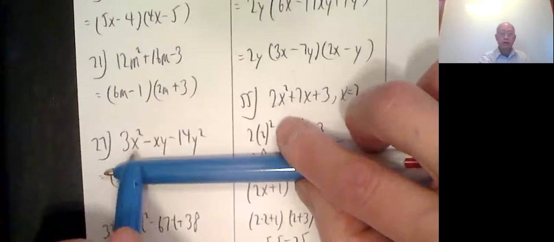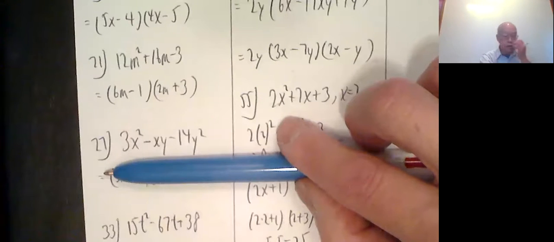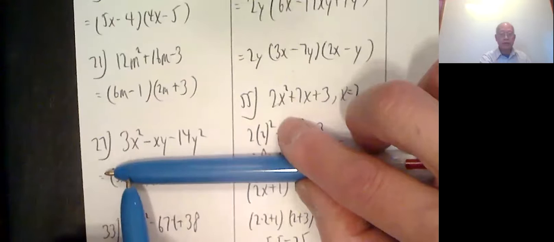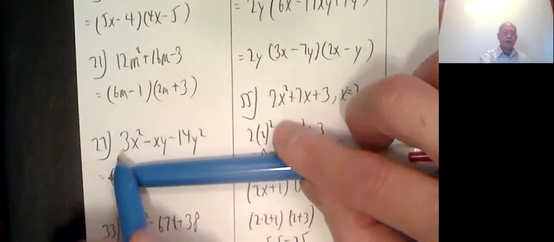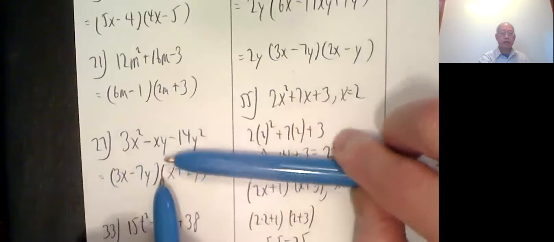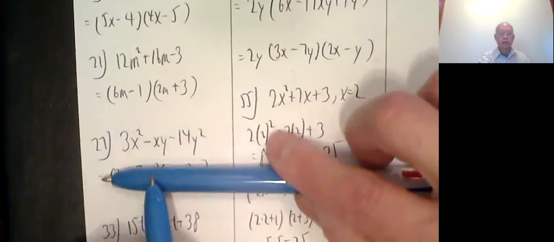Okay, this one, 3x squared minus xy minus 14y squared. Okay, x squared has to be x times x. Y squared has to be y times y. Okay, how do you get 3? Well, 1 times 3, so 3x and a 1x just means x.